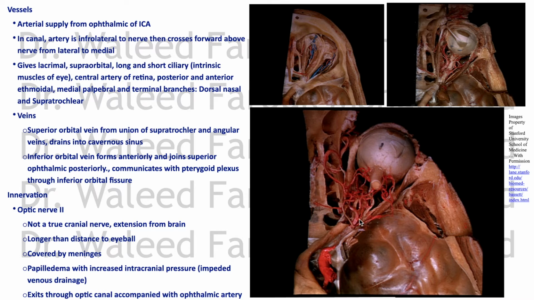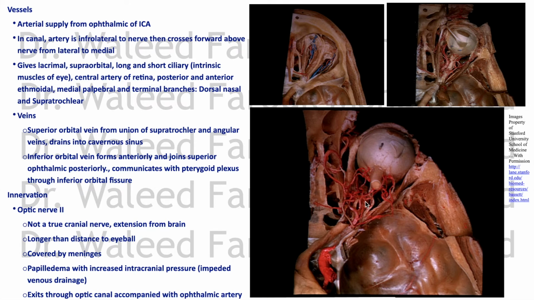Now branches are many, muscular branches, of course. There are branches called the long and short ciliary. Ciliary means they are going to the eyeball to supply internal structures in the eyeball. This is one of the long ciliary arteries. See, it goes to the eyeball, enters around the optic nerve and supplies internal structures.